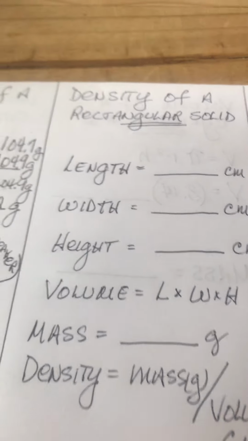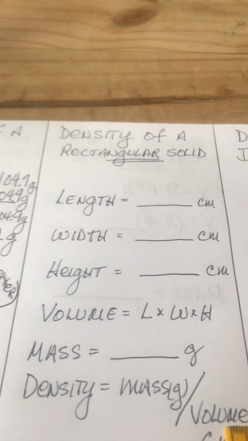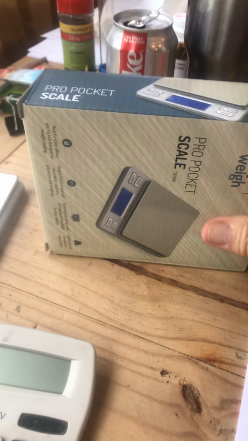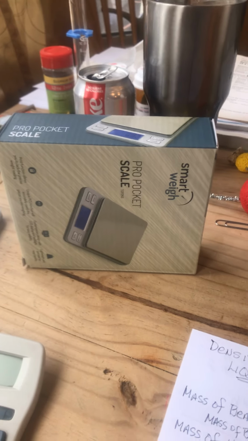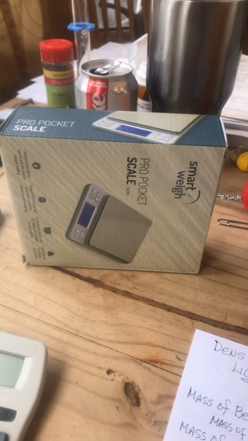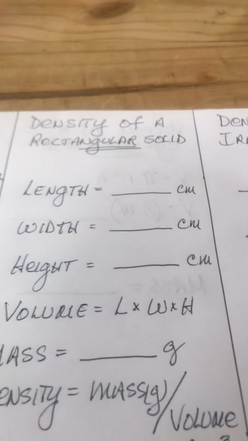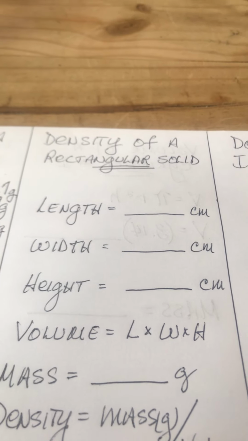Okay, back to density. So we're going to measure the density of a rectangular solid. What we're going to do is measure this box, the box that our little scale came in. That's a rectangular solid. So let's find the volume. In order to get the volume, we need to measure the length, the width, and the height.